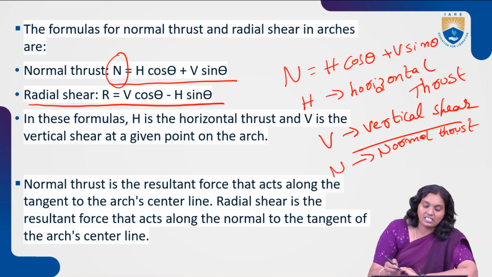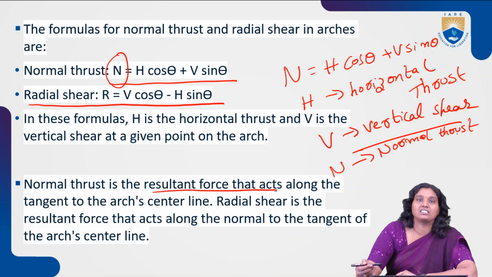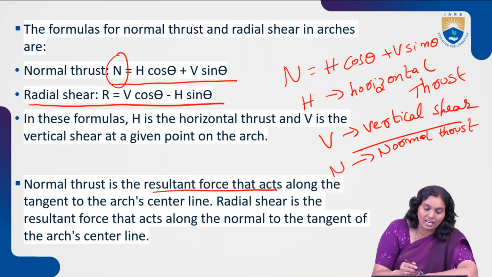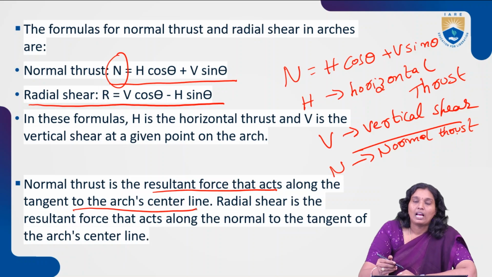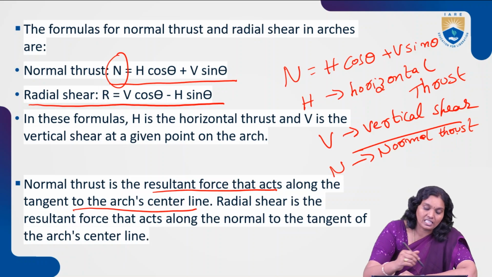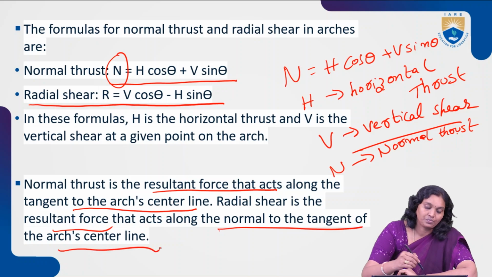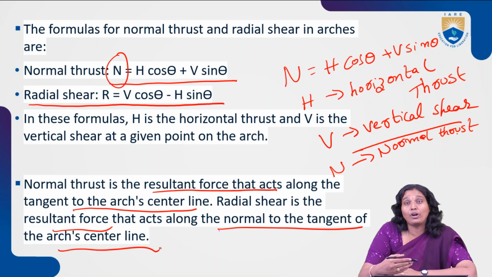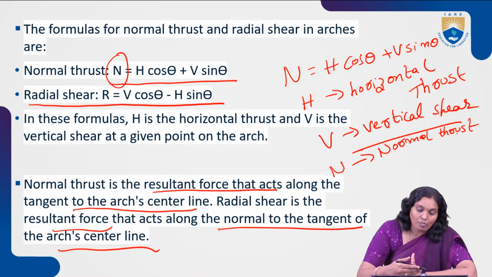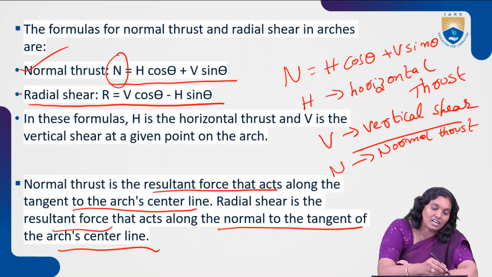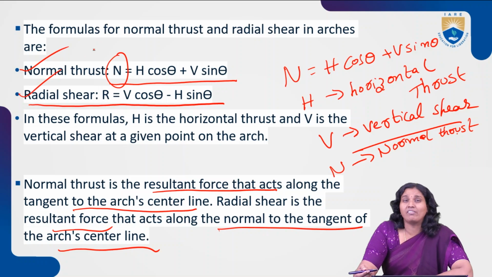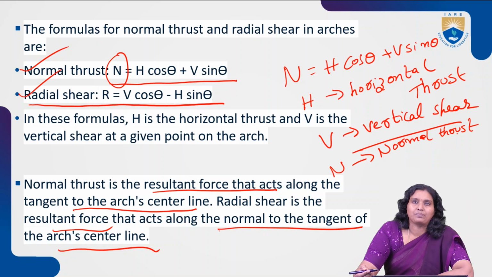The normal thrust is the resultant force that acts along the tangent to the arch's center line. The radial shear is the resultant force that acts along the normal to the tangent of the arch's center line. That is the difference between normal thrust and radial shear. In our next class we will see more about radial shear.